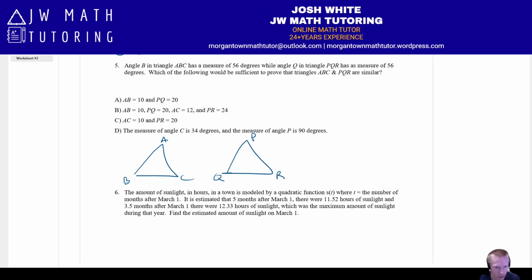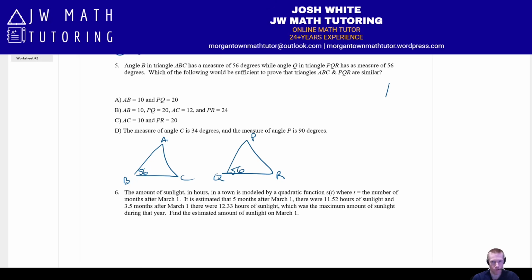All right, so we know that B is 56, and we know Q is 56. Okay, so these are the same. And also notice we're proving ABC and PQR are similar, which means we want A to correspond to P, B to Q, C to R, right? We want those vertices to match up. So which of the following is sufficient to prove that these two triangles are similar?